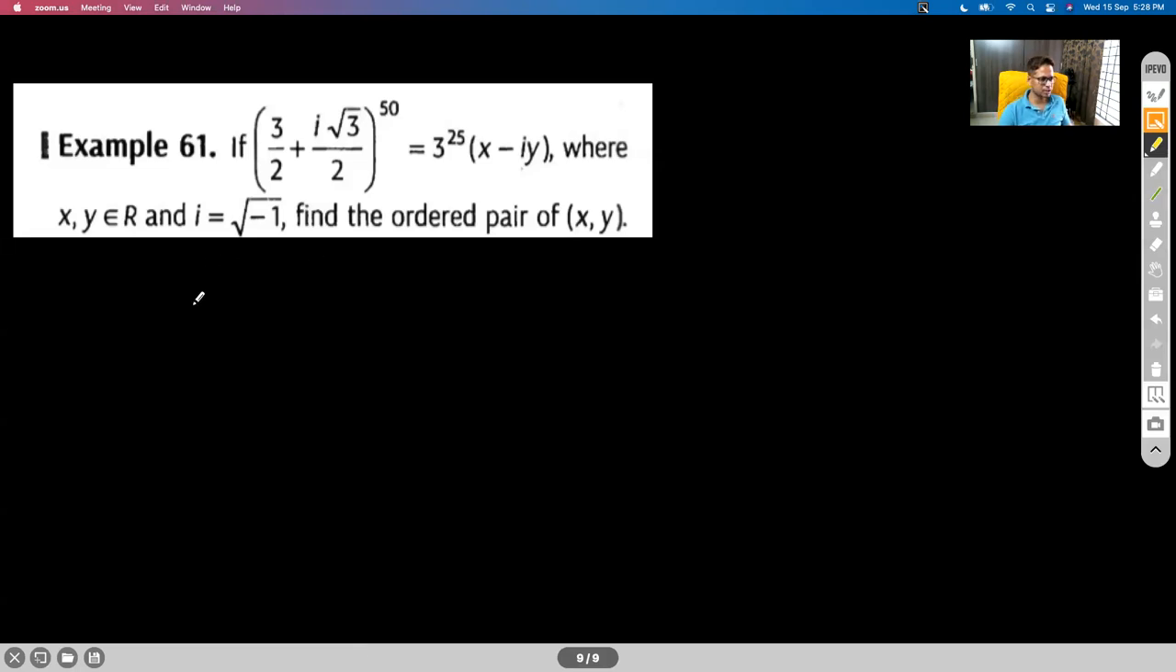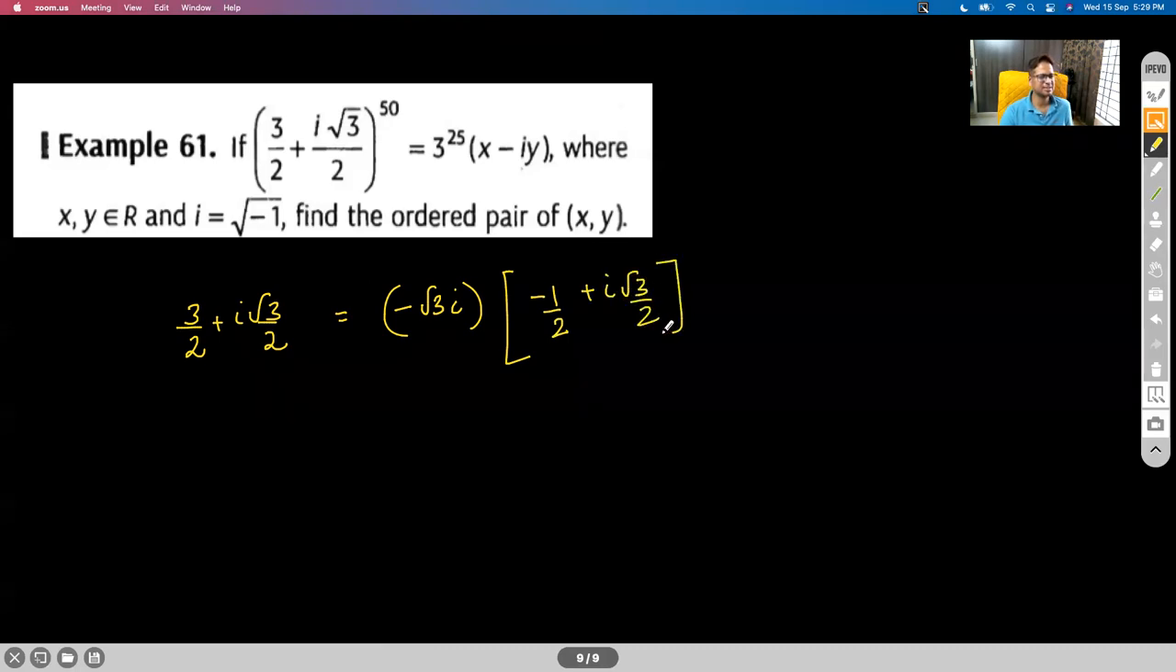Okay, let's solve this question. Let us first try to analyze this expression. Before we raise it to a power of 50, is it somehow linked to omega? I have a feeling that if I take negative root 3i common from this expression, I will end up getting minus half plus i root 3/2. Yes. So basically this expression is linked to omega. This is actually your omega, isn't it? Minus half plus i root 3/2. That is omega. That will make my life very easy.